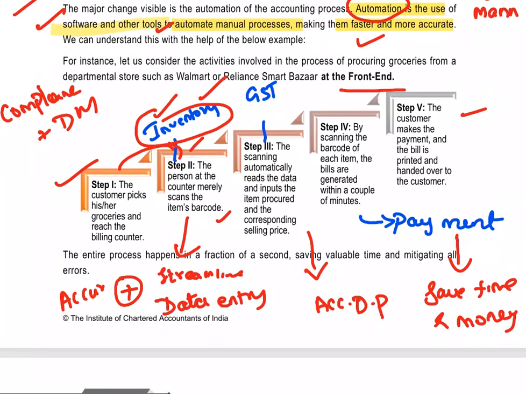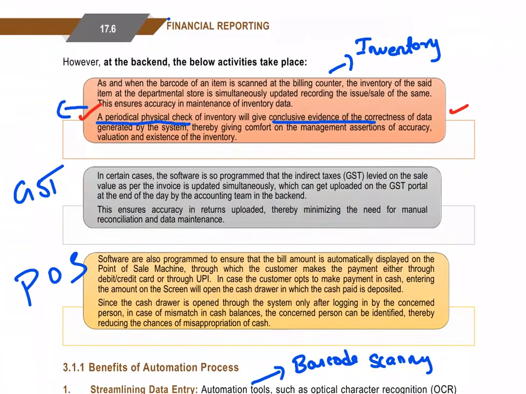Once the barcode is scanned, what is the next step? The scanning automatically reads the data and inputs the item procured and the corresponding selling price. So whenever the barcode is scanned, at the back end the inventory is updated. Apart from that, the corresponding price is also given. Along with the price, we also add GST. That is the next point in the back end you can remember.